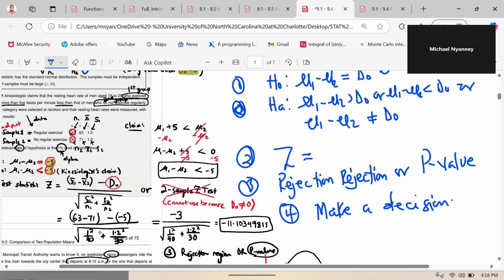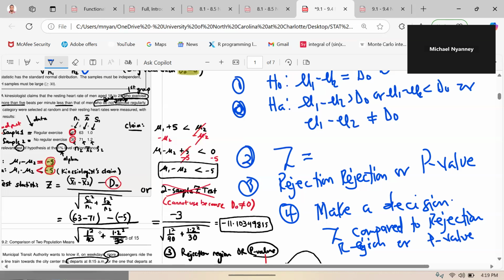You make a decision. So how do you make the decision? Either your z compared to your rejection region, or you have your p-value compared to alpha. Then that will help you make your decision.